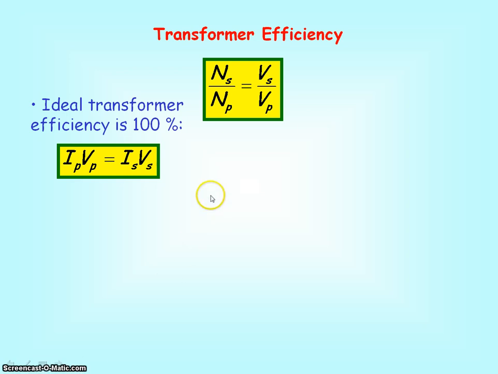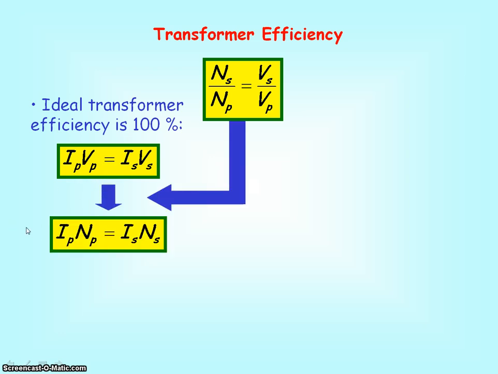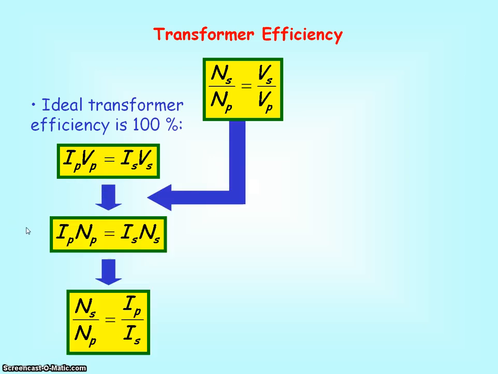And we can see this is so by substituting the turns ratio equation into this efficiency equation, eliminating the voltage, we get this. And if we rearrange to get the turns ratio, you can then see that if we step up the number of turns, then the current will step down by that same ratio.